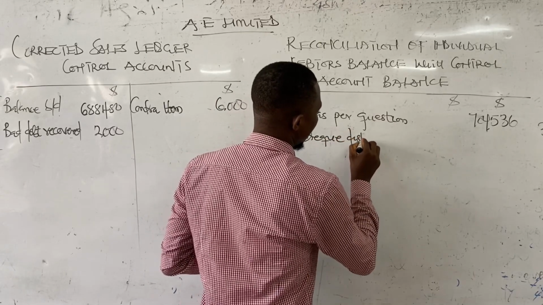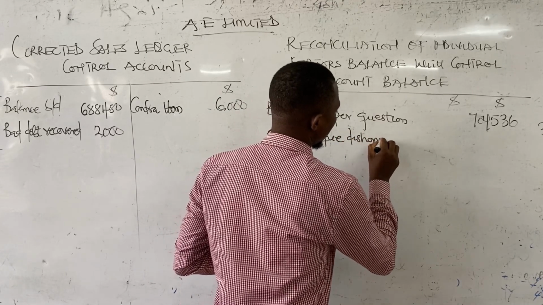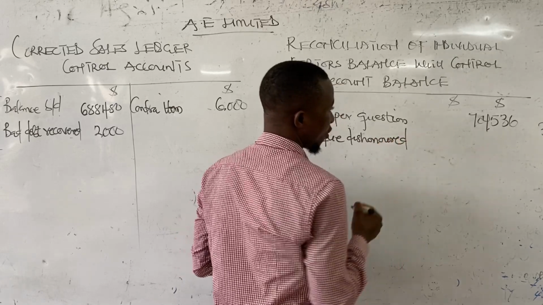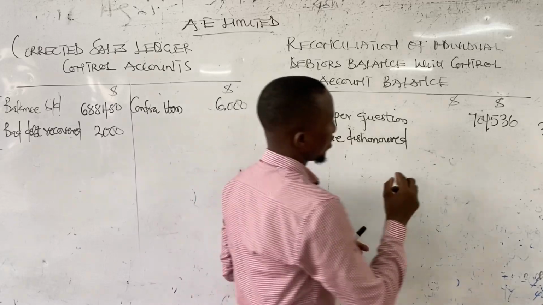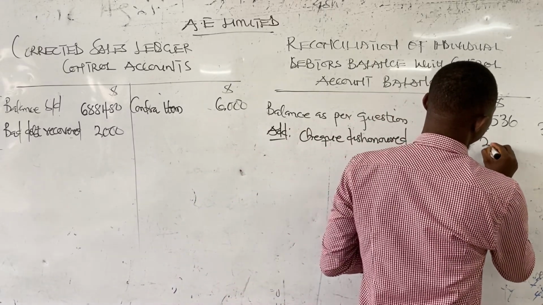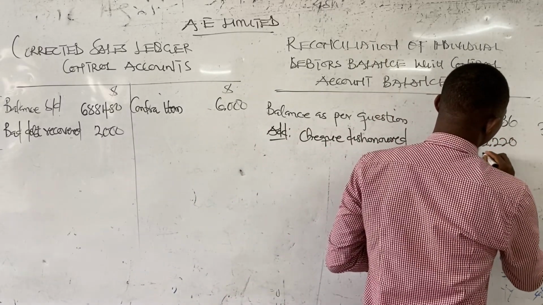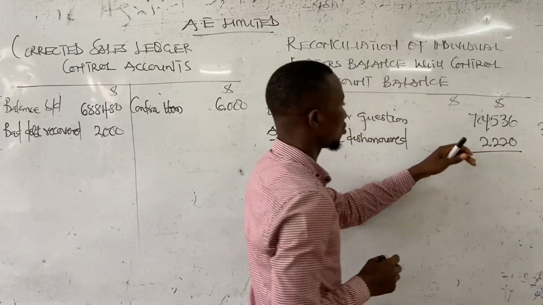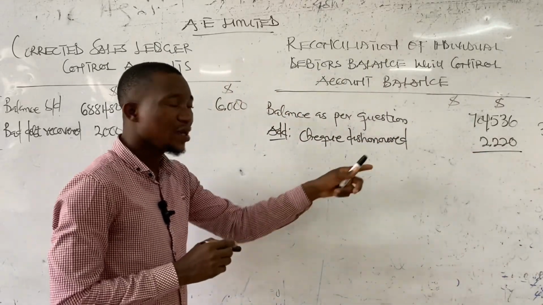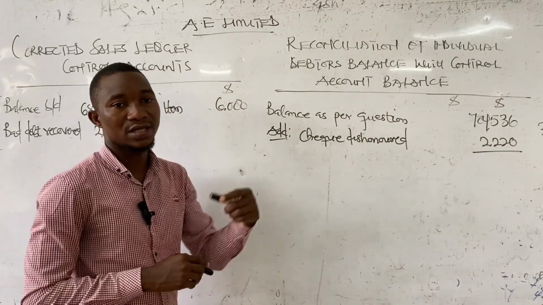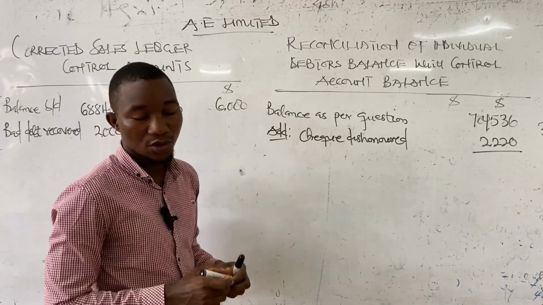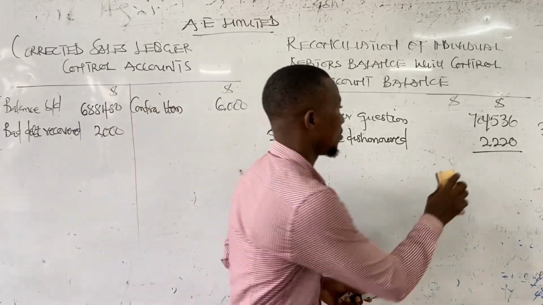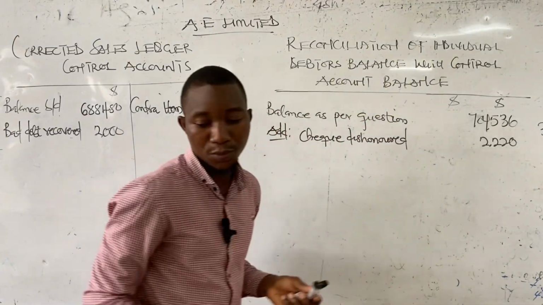A check dishonored from a customer, and the amount is 2,220. Good. So we have to add it. But before we even add, we need to still go through the question. There could be some items that are supposed to be added. So let's hold on. Sometimes maybe there could be another item that we're supposed to add.